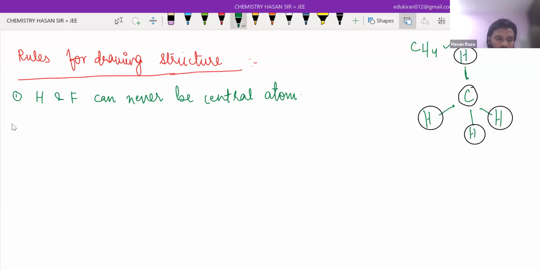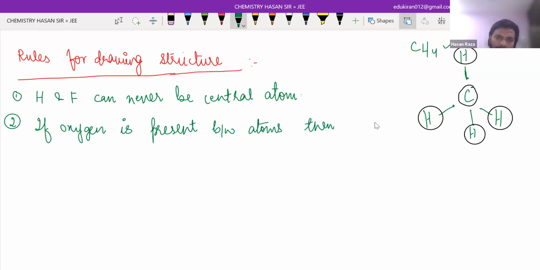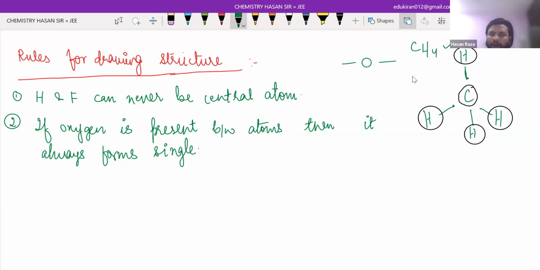The second rule is very important. If oxygen is present between two atoms, then it always forms single bond. This is the general criteria. Whenever oxygen is in between two atoms, it will form single bond, always.